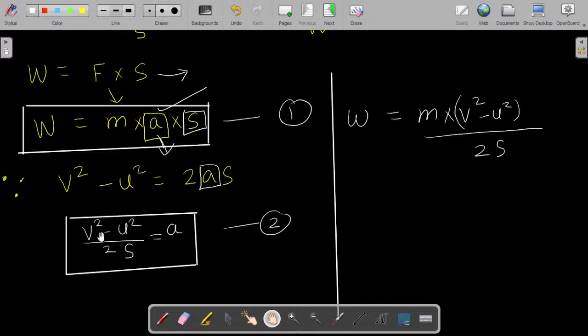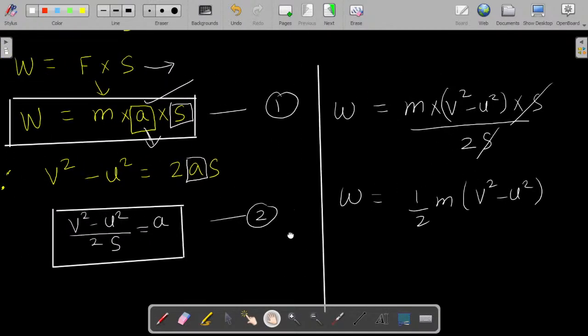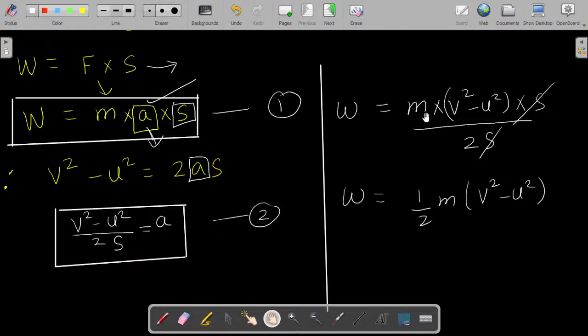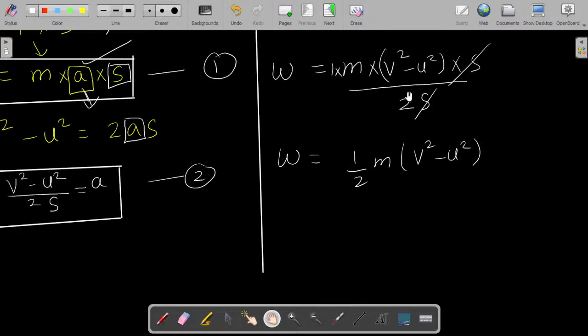Now put the value of a here. a is v square minus u square upon 2s, into s. So multiply here s, and this s will cancel. So you will get work as half m into v square minus u square. Note down, this is work. m is common. Now one by two, this is the formula for work.